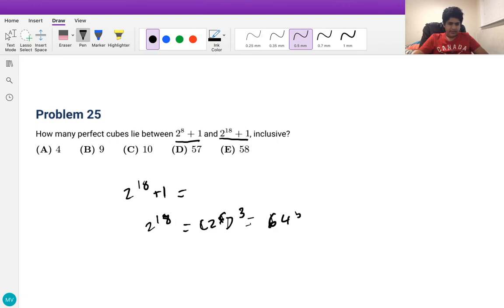So next, let's look at 2 to the 8th plus 1. 2 to the 8th plus 1 is equal to 257. 257 is going to be less than 7 cubed. This means that all cubes within the range of 7 cubed to 64 cubed inclusive are counted. This is a total of 64 minus 7 plus 1 equals 58 cubes, choice E, and we are done.